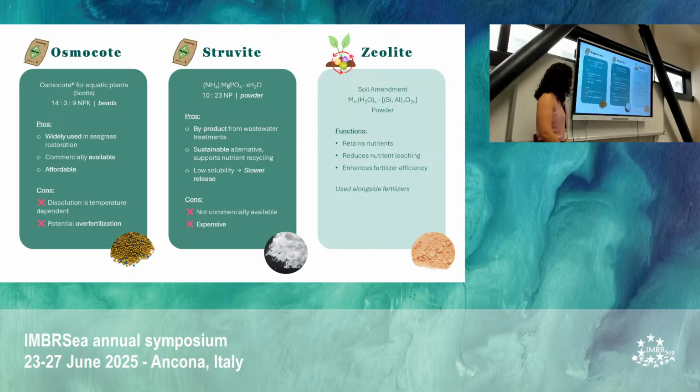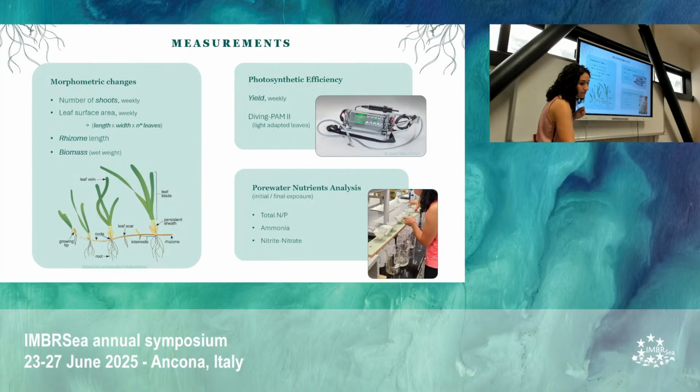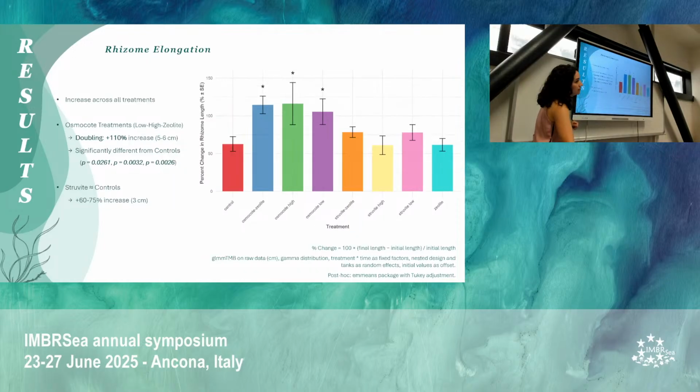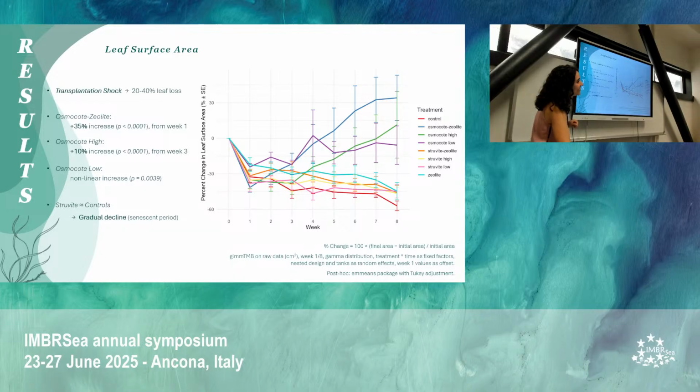Can you go to the slide where you showed the patterns of the biomass? With biomass increase? Or maybe the previous one. Leaf surface, sorry. Here I was wondering, the initial decline that you observed, was that due to a loss of some leaves?